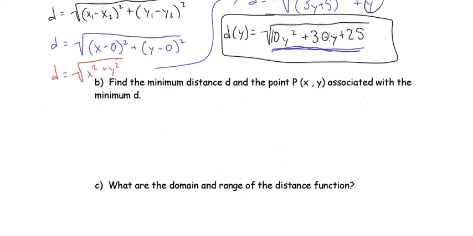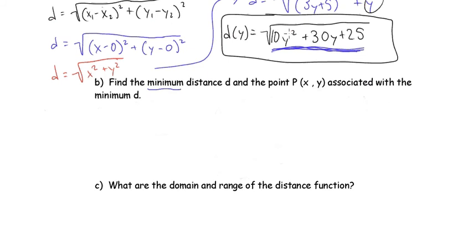So building on what we have back here, where we said distance was a function of y, and we had it equal to the square root of 10y squared plus 30y plus 25. As soon as you see that word minimum, that should trigger a few things for you. If we're trying to make the distance as small as possible, that means we're going to try to find the minimum of this radical. And notice what's inside the radical: 10y squared plus 30y plus 25. That's a quadratic. So how do we find the minimum in a quadratic?